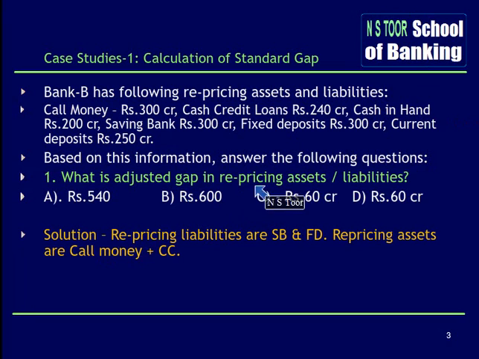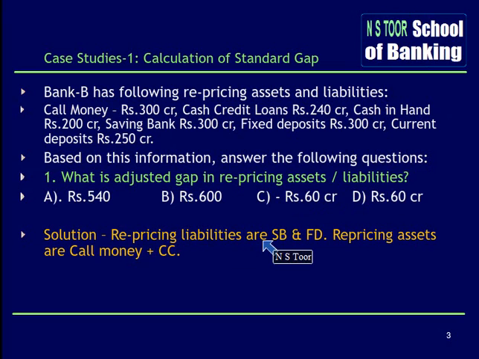Now, solution. So, repricing assets or repricing liabilities. Repricing asset is an asset where interest rate change can take place. Similarly, repricing liability means where interest change can take place. So in case of cash in hand, in case of current deposit, no interest is involved, hence they are not repricing assets or liabilities. All other assets given in the problem are either repricing assets or repricing liabilities.